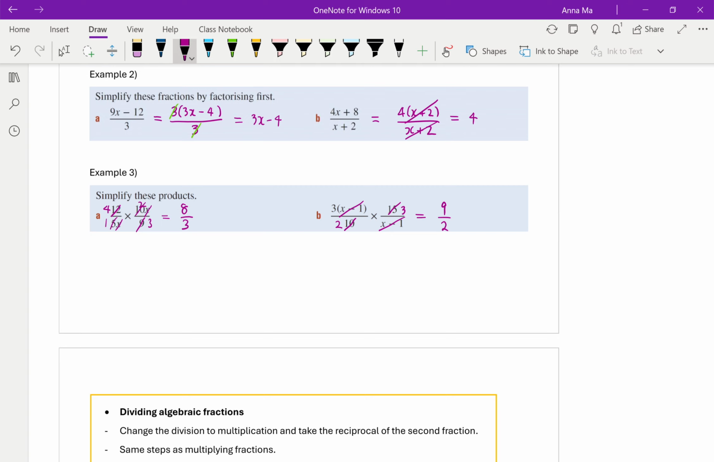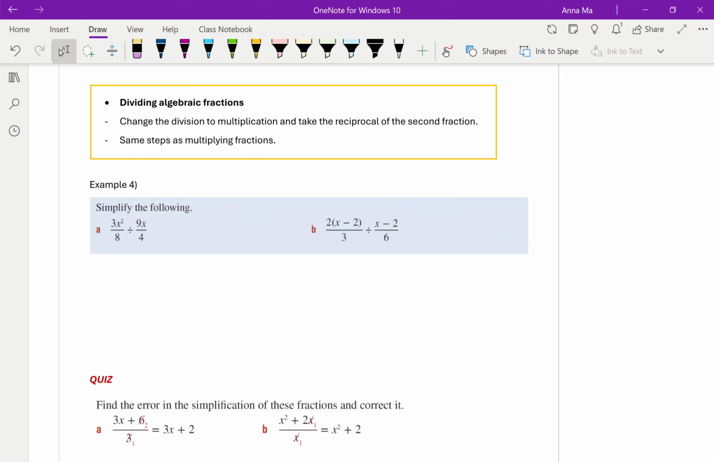Second part of the lesson is about dividing algebraic fractions. Now it's exactly the same thing, but there's just one extra step at the beginning. We need to change the division sign into a multiplication sign and take the reciprocal of the second fraction. Now if you're not sure what the word reciprocal means, it means you swap the numerator and the denominator. How about when you write your notes, you write it as a over b changes to b over a. That's the meaning of reciprocal.